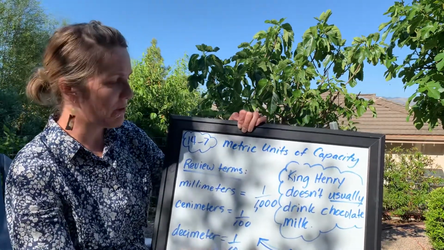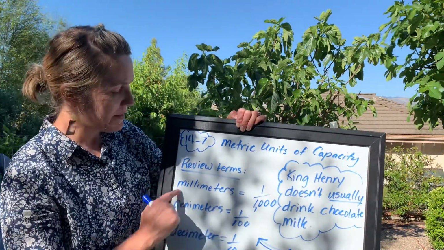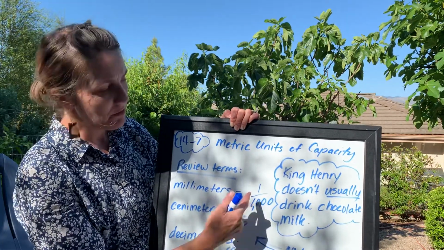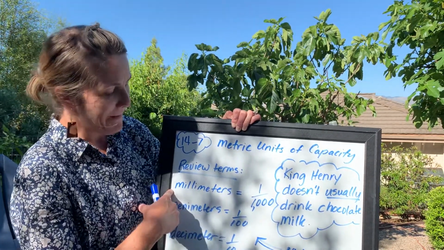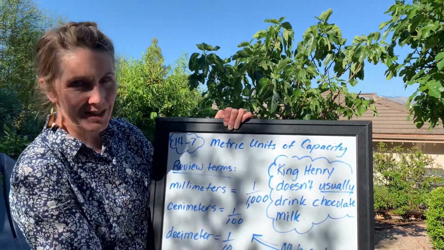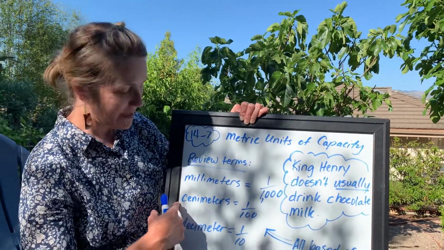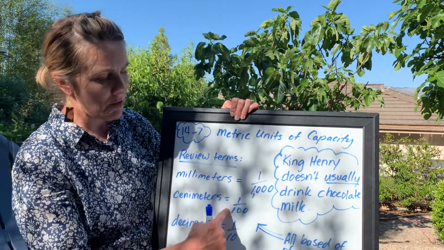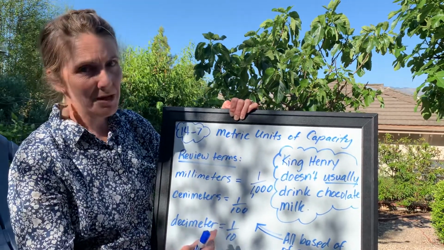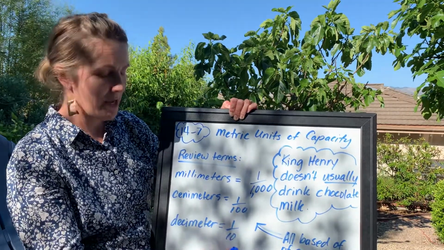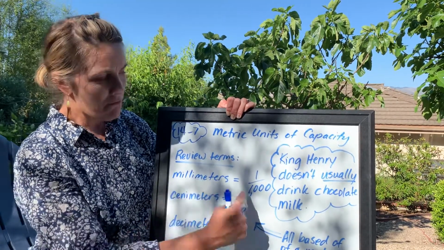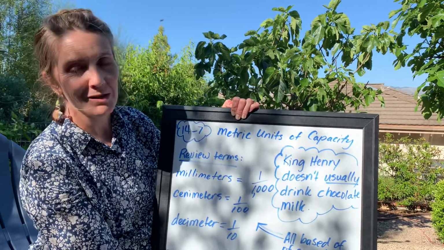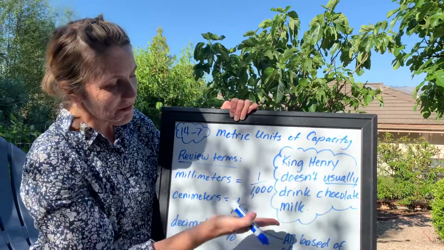I just wanted to review with you again what it looks like decimal or fraction wise. There are 1,000, 1 represented over 1,000, so 1/1000th, millimeters in a meter stick. There are 100, again, centi means 100, milli means 1,000. There are 100 centimeters in a meter stick, so 1 over 100. And lastly, the decimeter is 1/10, so there are 10 of them in a meter stick. So you notice going from really small units to larger units. And that's what King Henry doesn't usually drink chocolate milk is all about. Again, all based on the meter.